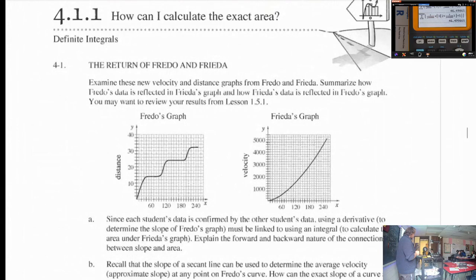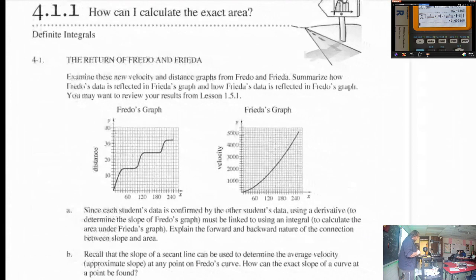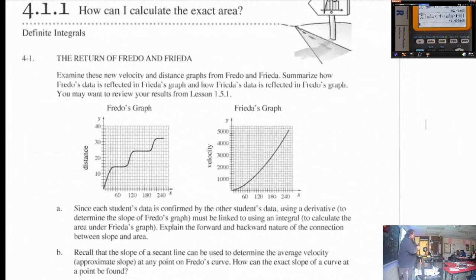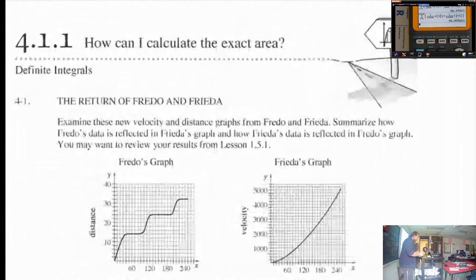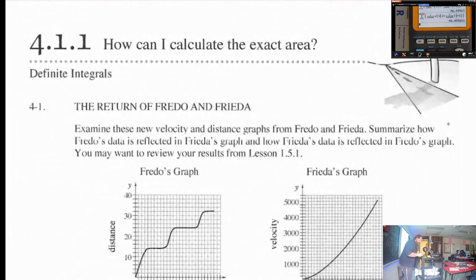Hello, AP Calculus students. Today we're starting our first adventure into Chapter 4, 4.1.1, and you'll notice the question at the top here is, how can I calculate the exact area? We've dealt with finding the approximate area under curves in the past by using rectangles and trapezoids and things like that. We should take a minute just to review the idea.